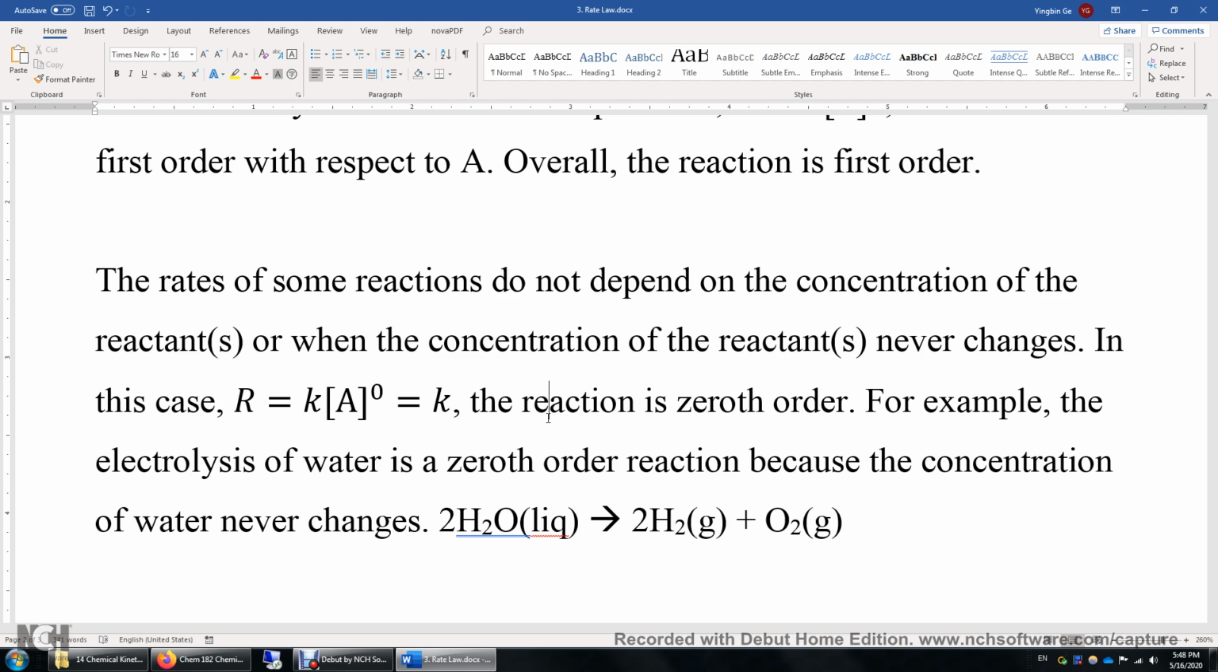What if you change the volume of water from 1 liter to 0.1 liter? Well, the number of moles also changes from 55.5 to 5.55. So both the moles and the volume change at the same pace. Therefore, the concentration of water remains 55.5 molar. So even though this reaction consumes water, the concentration of water never changes. And this is a 0th order reaction.